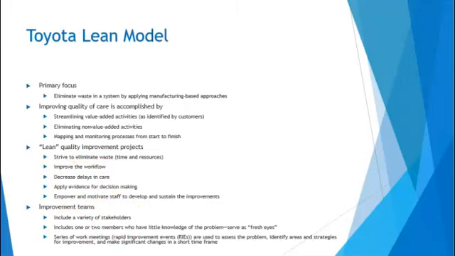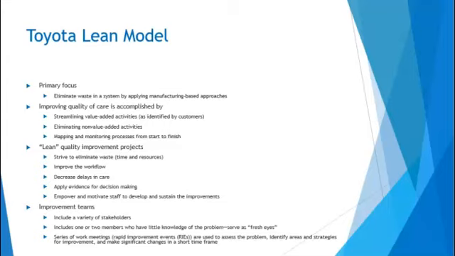Next we're going to talk about the Toyota Lean model. Its primary focus was to eliminate waste in a system by applying manufacturing based approaches. It states that improving quality of care is accomplished by streamlining value added activities as identified by customers, eliminating non value added activities, and mapping and monitoring processes from start to finish.